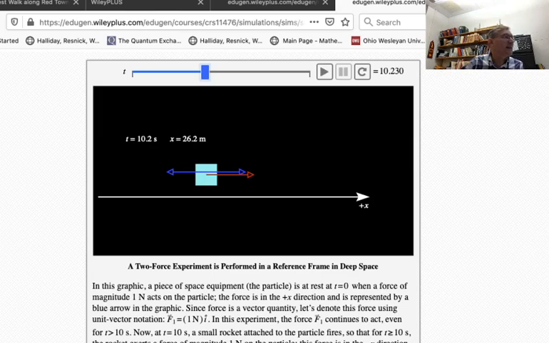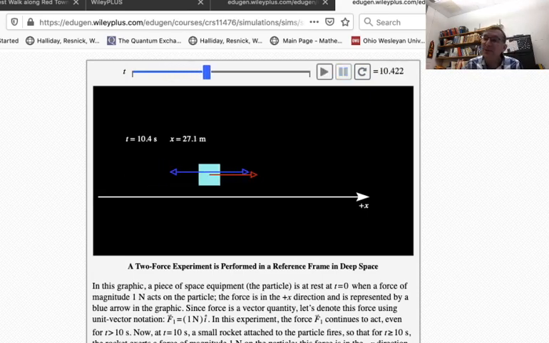So before 10 seconds, I have one force, F1 to the right. Notice the velocity. Now let's look at that. Let's run it for 10 seconds. The velocity is definitely changing. Now, pause it for a minute.